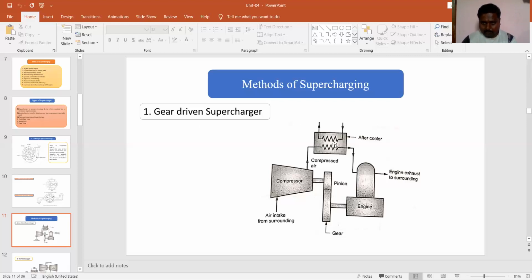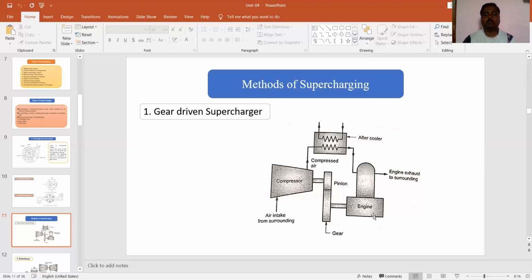This is the intercooler. What is the function of the intercooler? Suppose in a compressor the air pressure is increased; in that case the temperature also increases. In order to reduce the temperature, the cooler is used. Here the temperature is reduced, and this low temperature high pressurized air or air fuel mixture is supplied to the engine cylinder. This is the gear driven supercharger, which means this compressor is driven by this gear mechanism.